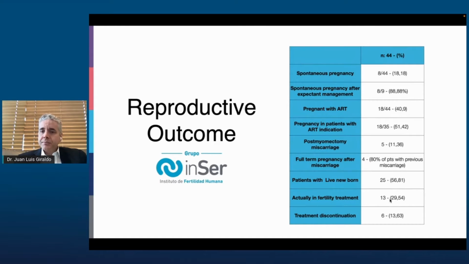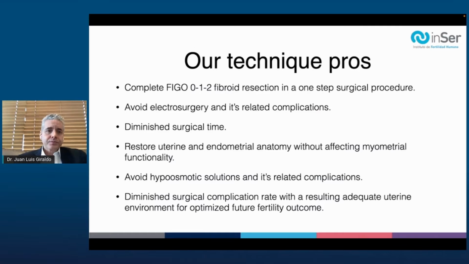Currently, we have 13 patients still in fertility treatment, and 6 patients had treatment discontinuation. So our technique has several pros. First, a complete FIGO 0, 1, and 2 fibroid resection in a one-step surgical procedure.